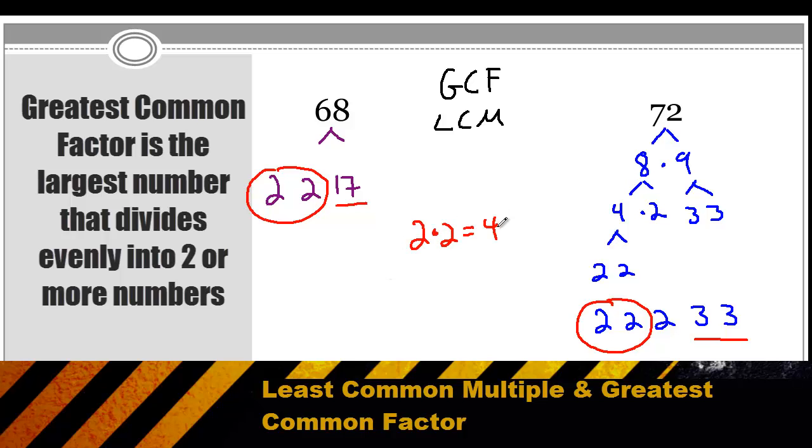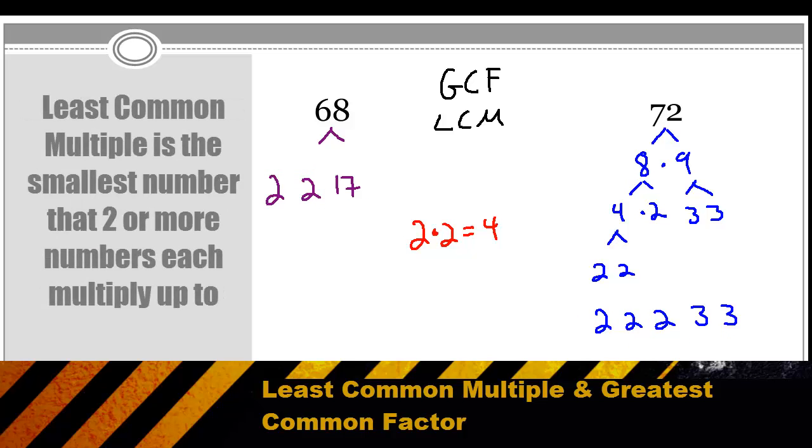2, or 4. The least common multiple, in some ways, is the polar opposite of the greatest common factor. Instead of looking for the largest number I can make, I'm looking for the smallest number I can make. I'm looking for the smallest number that both 68 and 72 will multiply up to. So to figure out the least common multiple, I simply make a list of the prime factors I would need to build both numbers.